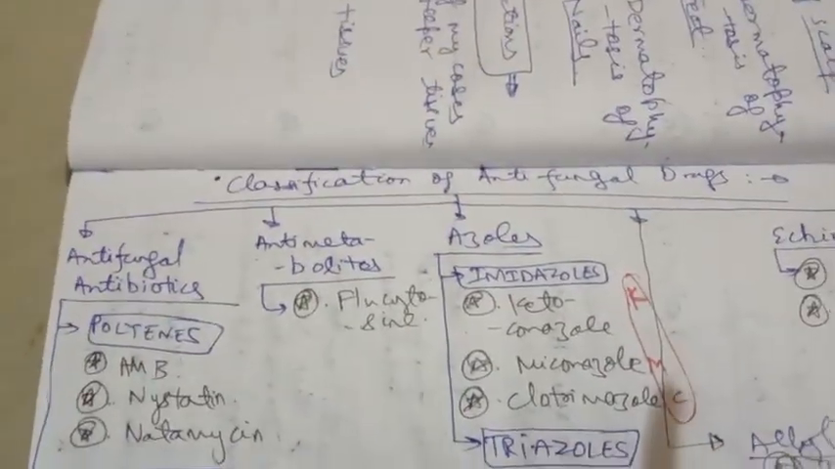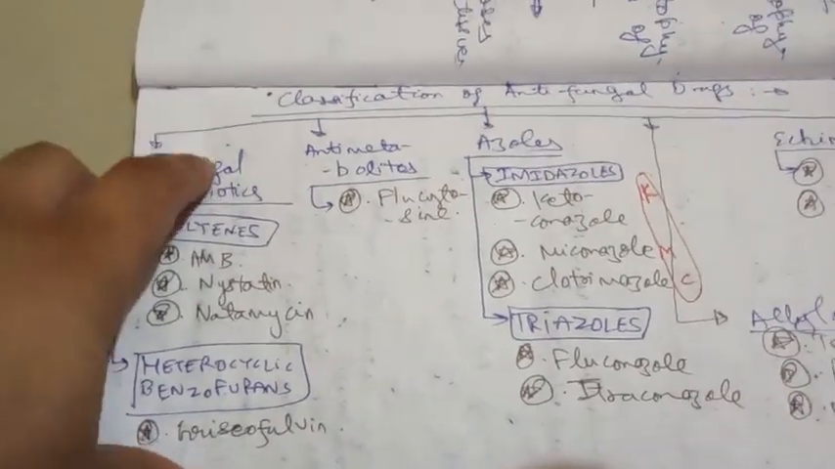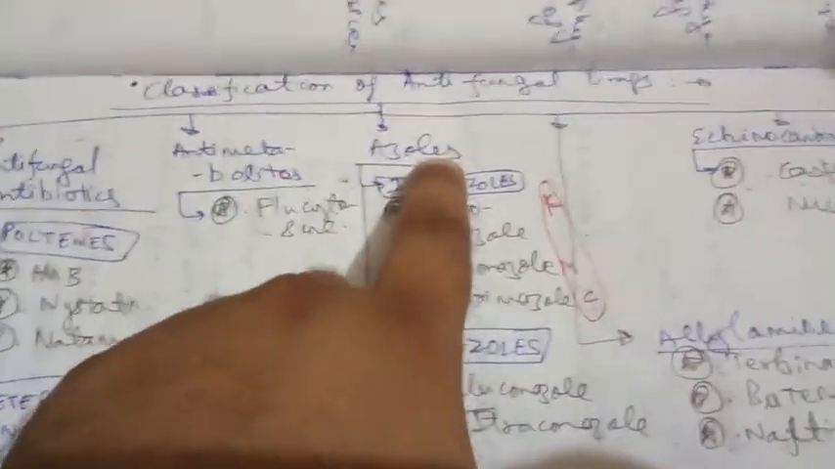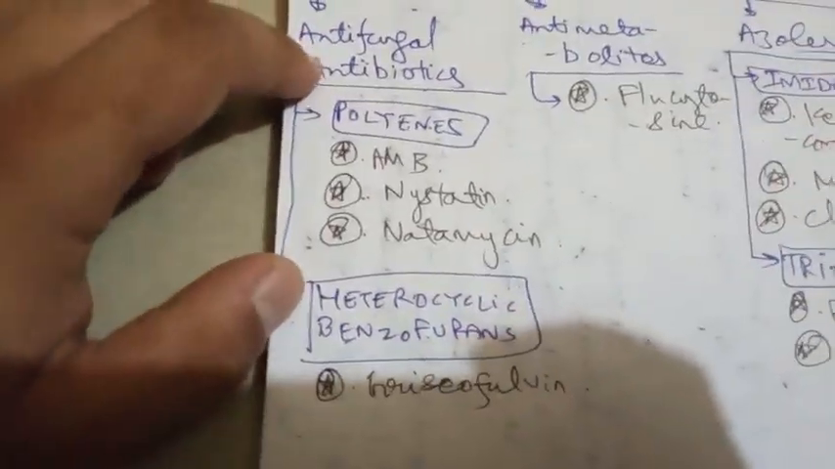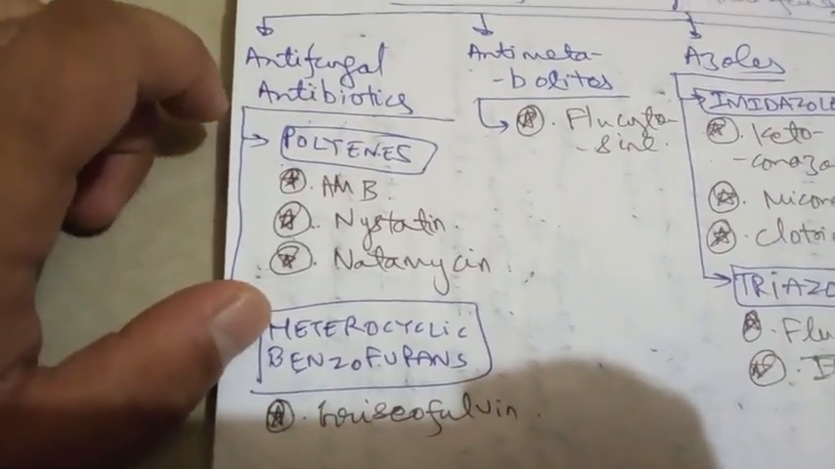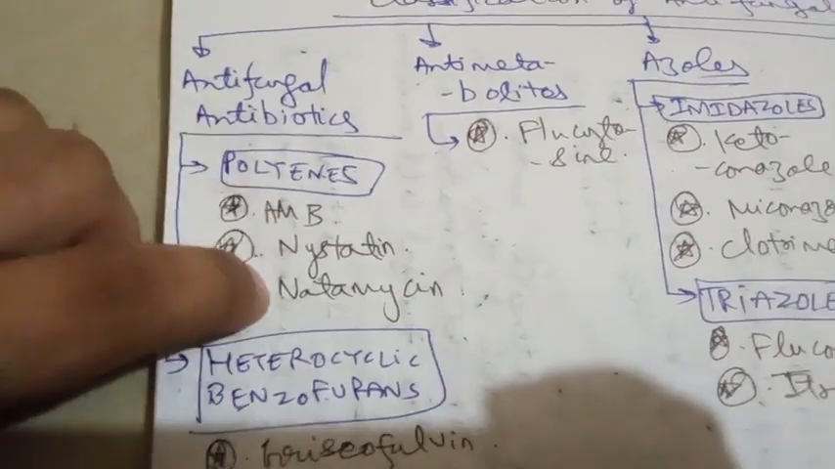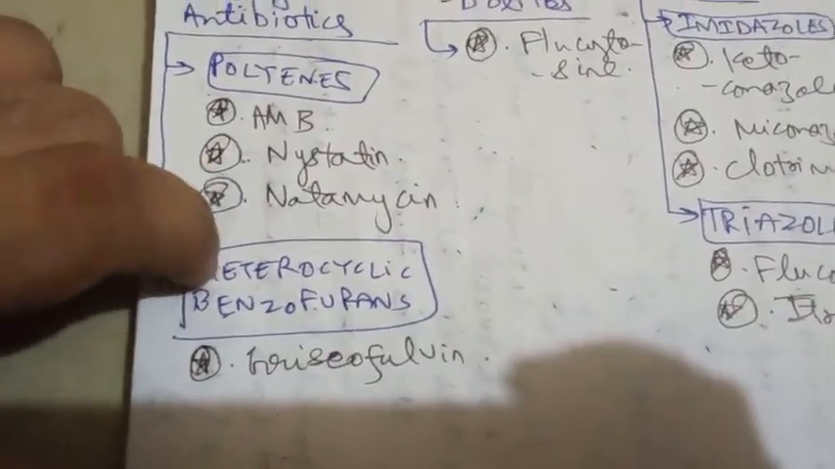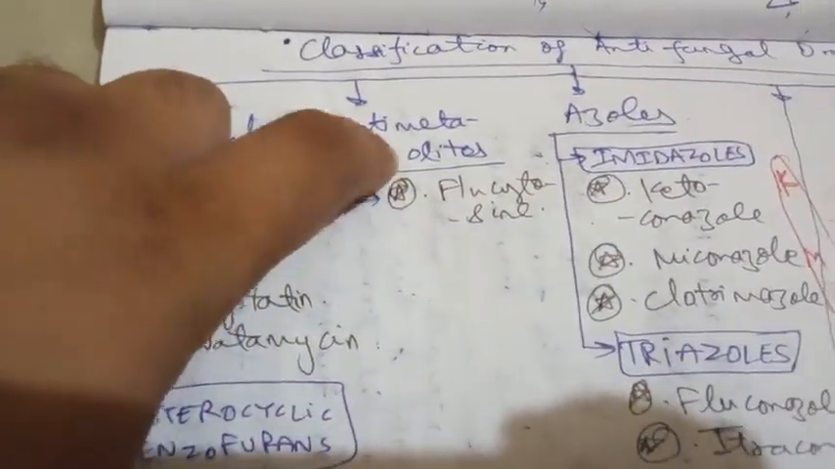Now we'll talk about the classification of antifungal drugs. All the antifungal drugs can be classified into 6 classes: antifungal antibiotics, antimetabolites, azoles, allylamines, echinocandins, and iodides. Antifungal antibiotics include 2 subclasses: polyenes and heterocyclic benzofurans. Polyenes include AMB, which stands for amphotericin B, nystatin and natamycin. Heterocyclic benzofuran includes griseofulvin. Antimetabolites include flucytosine.